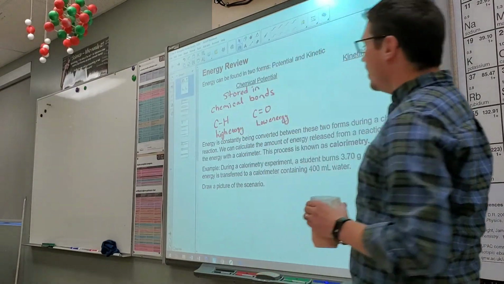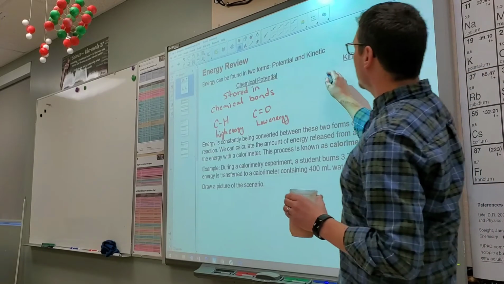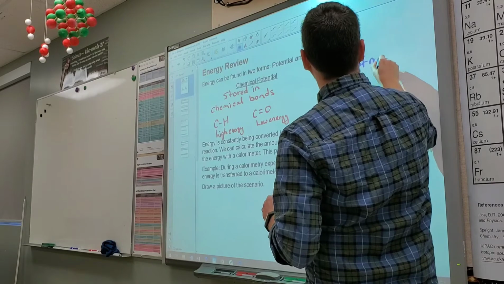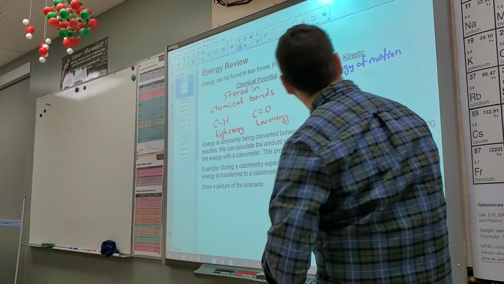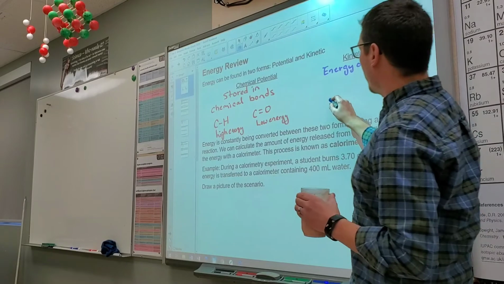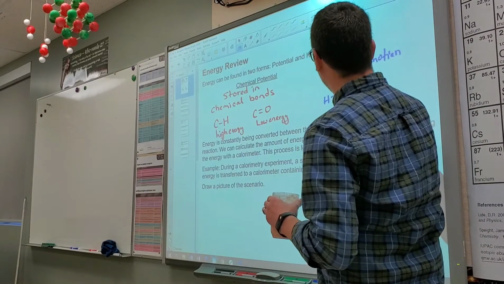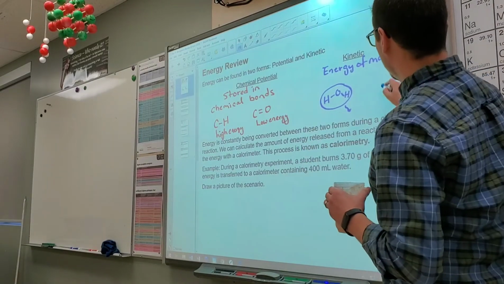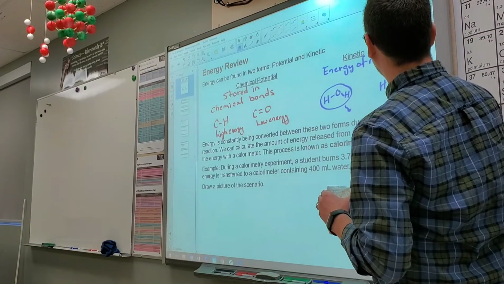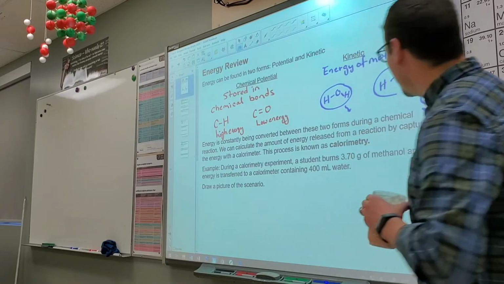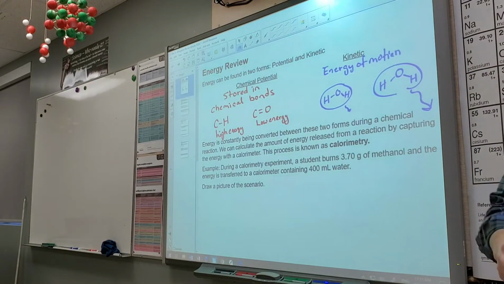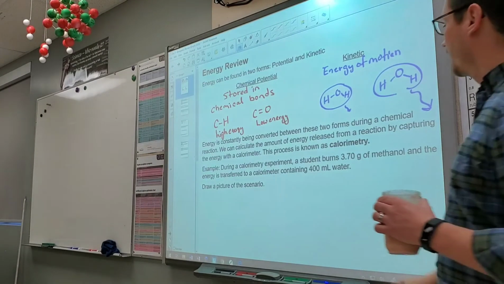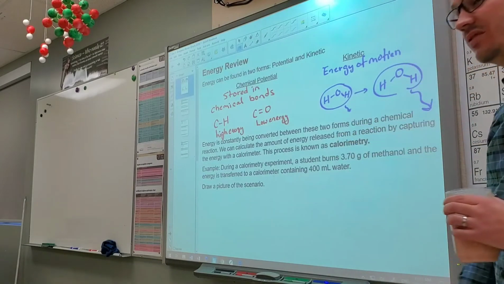Good. So the kinetic energy is the energy of motion. And so a particle of water moving slowly versus a particle of water moving really fast, is there a difference between these two energies? Yes. Which situation has more energy? The fast moving one, right?